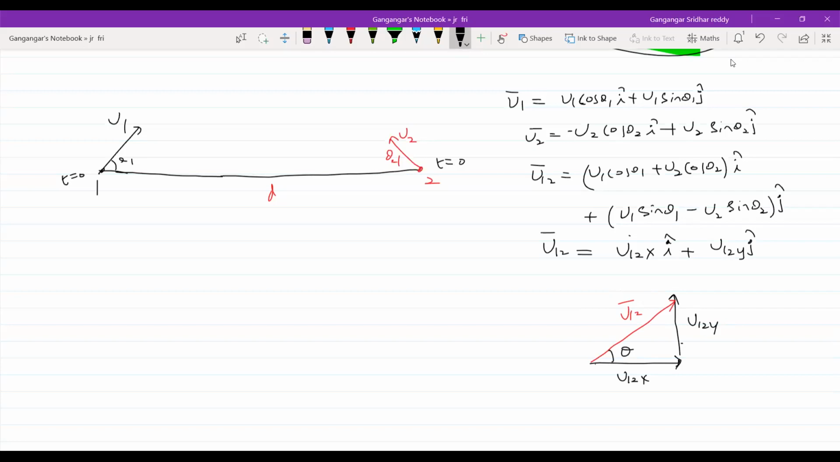Sin theta, cos theta is needed here. What is u12? This formula there. What is u1x, u2x? That we know the value. So what is sin theta? Let's define the terms. Sin theta is equal to u12y by u12. Cos theta equal to u12x by u12. Keep it here. Let's come to the displacement triangle.